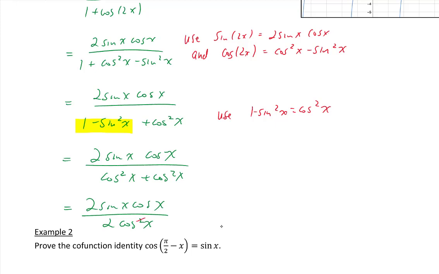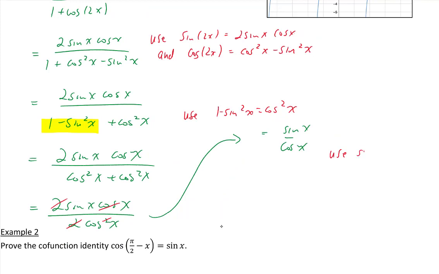I can cancel one of the cosines from the top and bottom and the 2 from top and bottom. So this is equal to sine x over cos x. And the final identity I can use is that sine x over cos x is equal to tan x. And we're done. We've proven that the left side is equal to the right side.